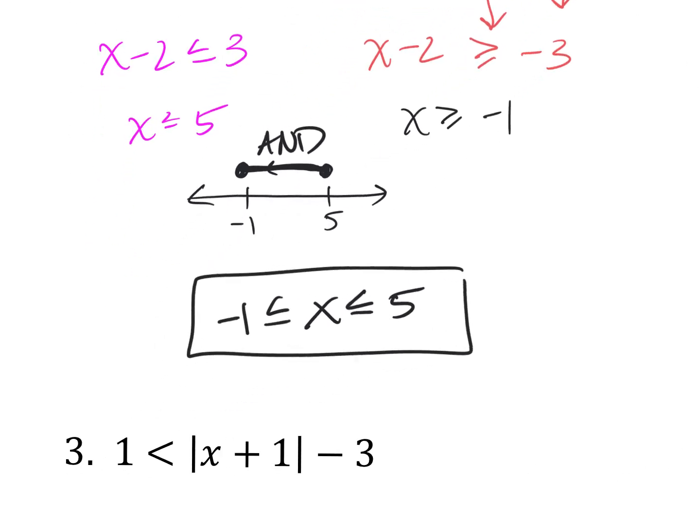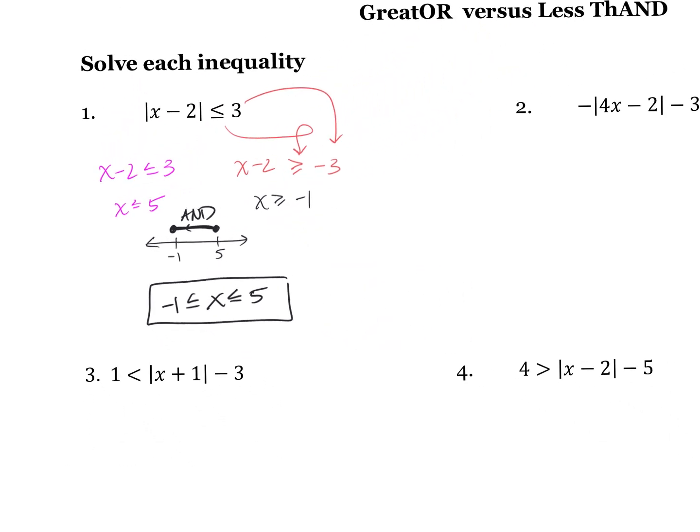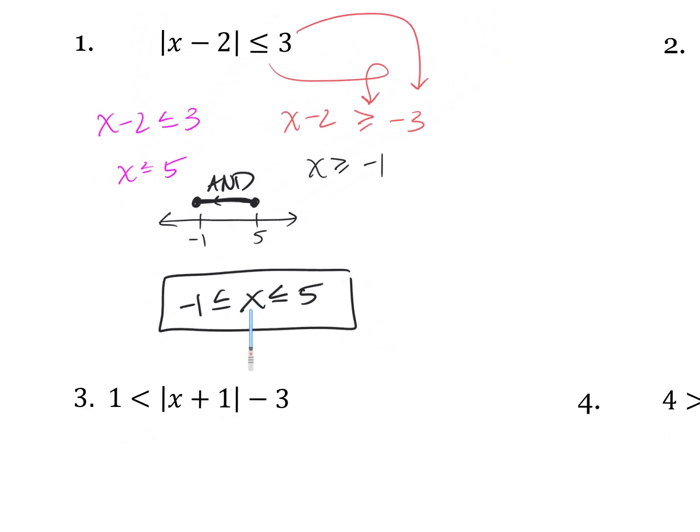And you're like, how did you just do that? I always put my smaller answer on the left, bigger answer on the right, variable in between, and then these symbols will always be less than or equal to, or just less than signs, every single time. If this is an or, it's not going to work that way. And this is just saying, my x's are going to be smaller than 5, but bigger than -1. And any number in this gap will make this true.